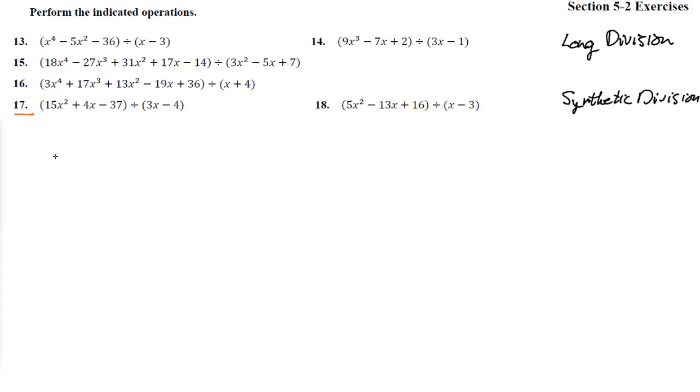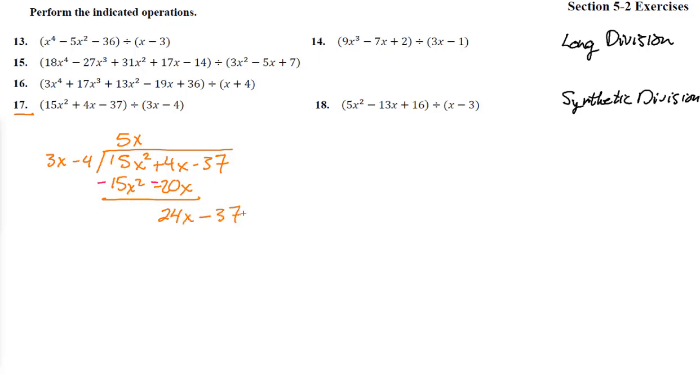Number 17, we have 3x minus 4 going into 15x squared plus 4x minus 37. 3x goes into 15x squared 5 times. 3 goes into 15 5 times. X goes into x squared, we need another x there. So 5x times 3x is 15x squared. 5x times a minus 4 is minus 20x. And then we subtract. And we get gone. And 4 minus a minus 20 is positive 20. So positive 24x minus 37.